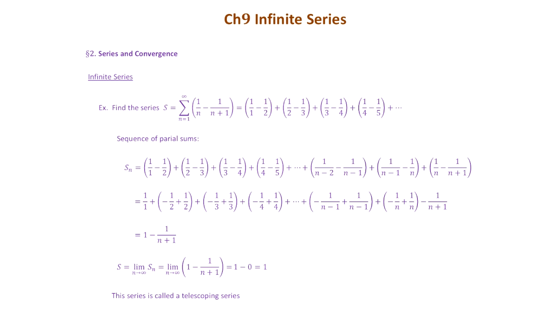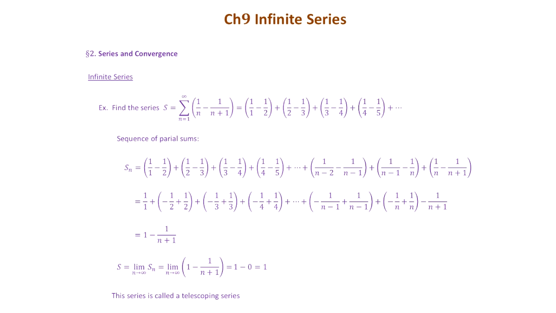We're going to do more examples today. So let's find the series S equals the sum of 1 over n minus 1 over n plus 1. This time n starts from 1, as usual. If you write this series explicitly, then you get 1 over 1 minus 1 over 2. Remember, when n equals 1, you get 1 over 1 minus 1 over 1 plus 1, which is 2. That's 1 over 1 minus 1 over 2.